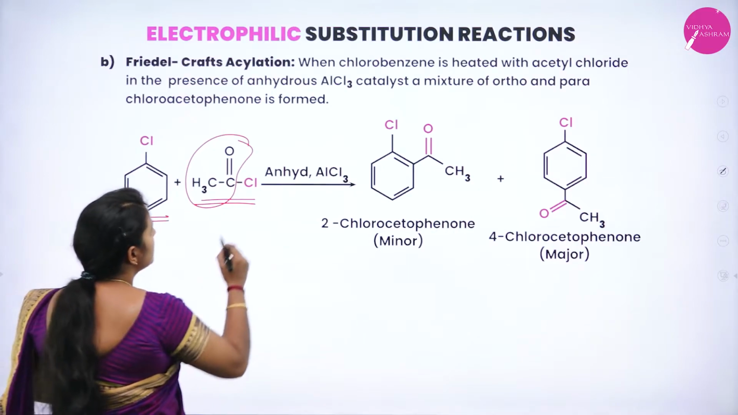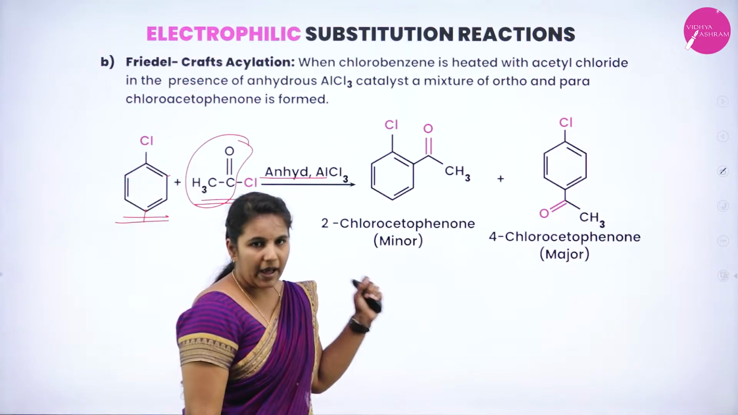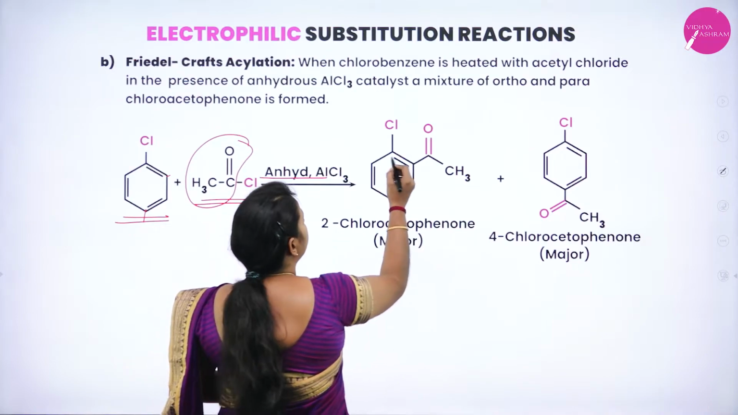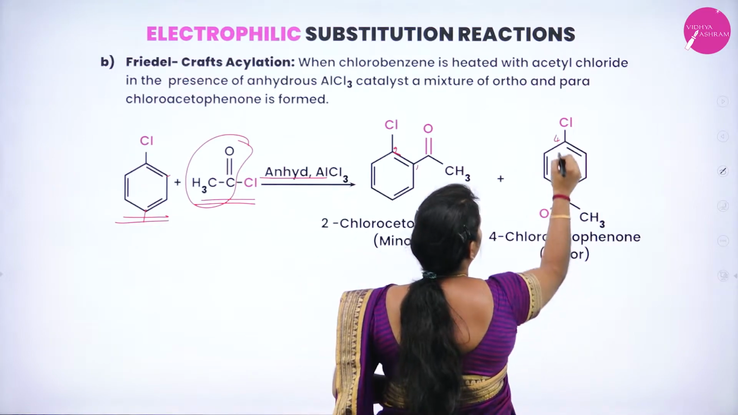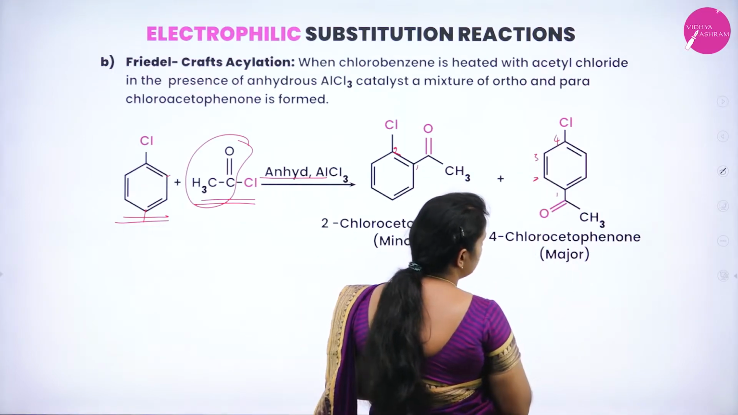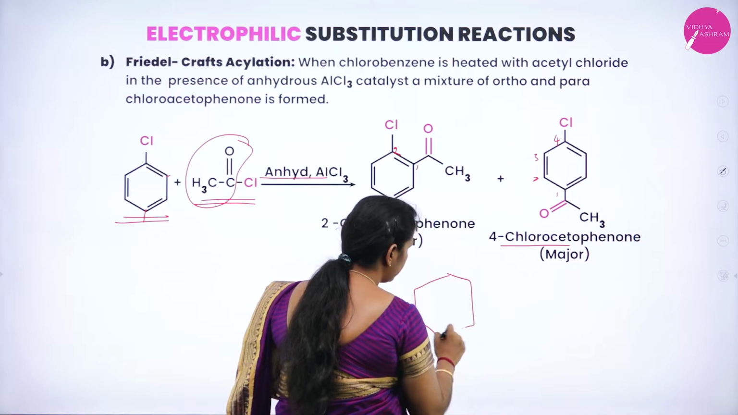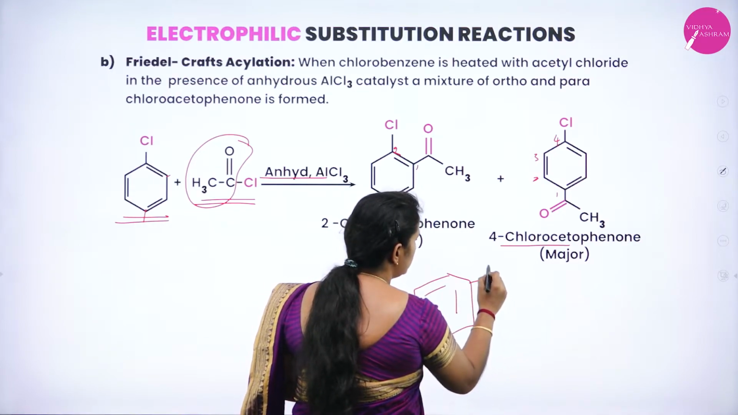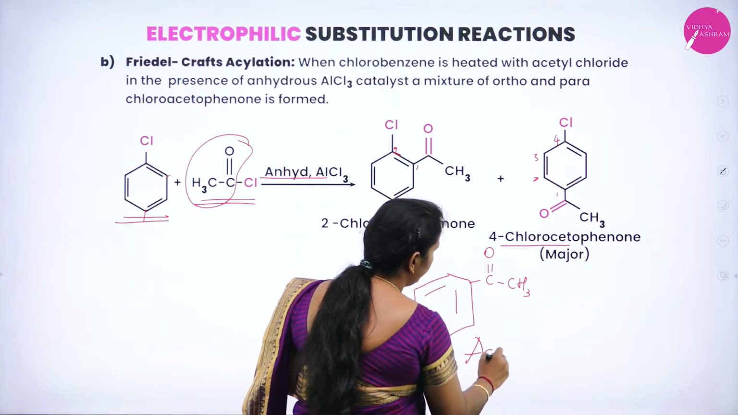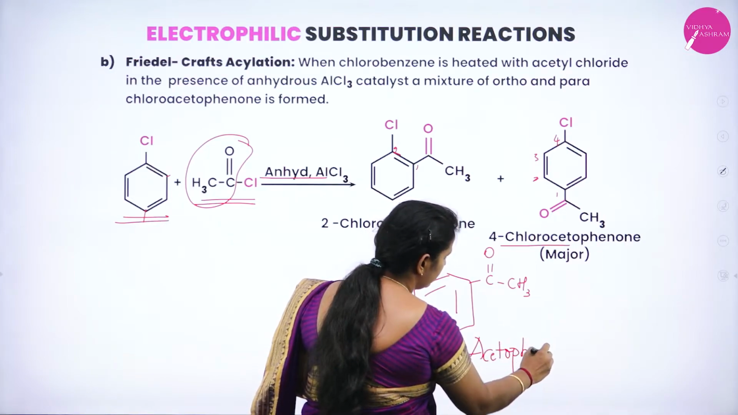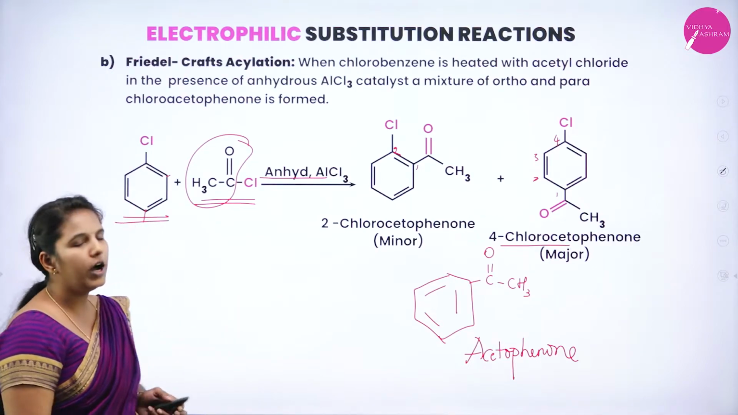Acyl chloride. In the presence of anhydrous aluminum chloride, this acyl group will be substituted at the ortho and at the para position. Thereby, it forms 2-chloroacetophenone and 4-chloroacetophenone. Okay, you can see that if you write the benzene ring with C double bond O CH3, this is known as what? Acetophenone. This is acetophenone. If the chlorine is there, we say it is chloroacetophenone.